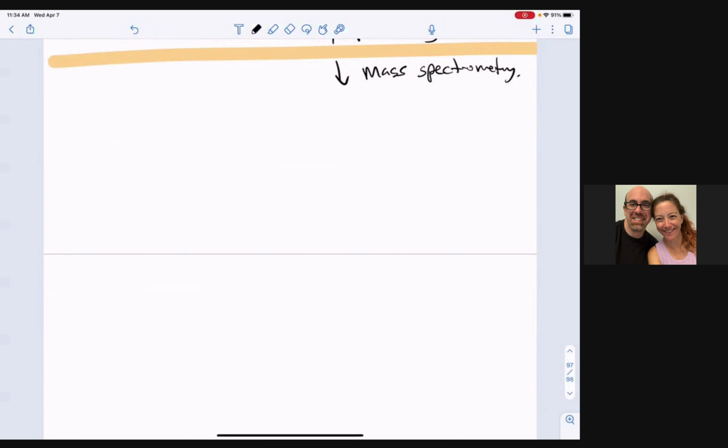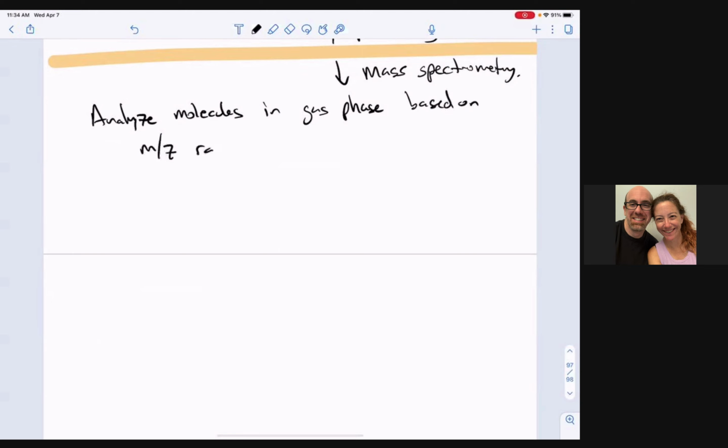But in mass spectrometry, we analyze molecules in the gas phase, I guess atoms too, right? Based on their mass to charge ratio. And that sentence is a Nobel Prize worthy problem right there. Because mass spec does analyze molecules based on mass to charge in the gas phase.